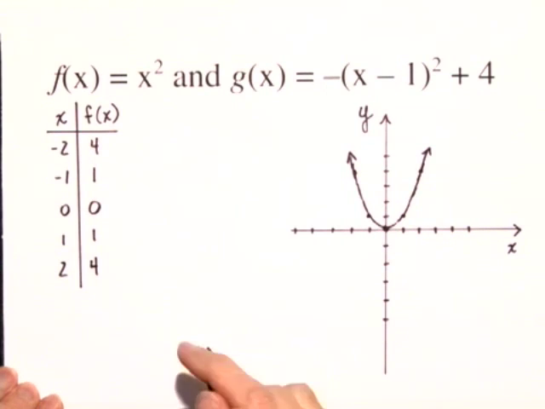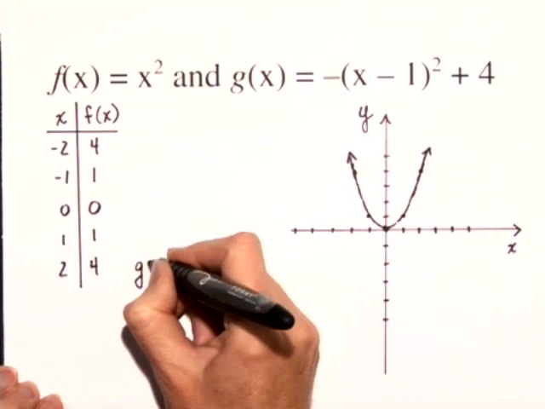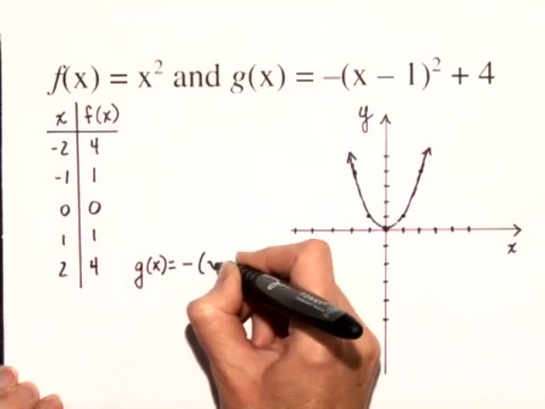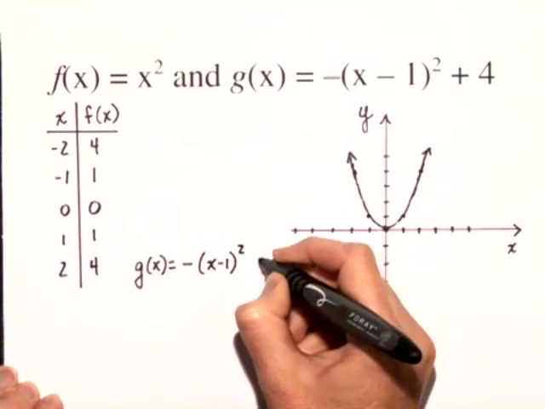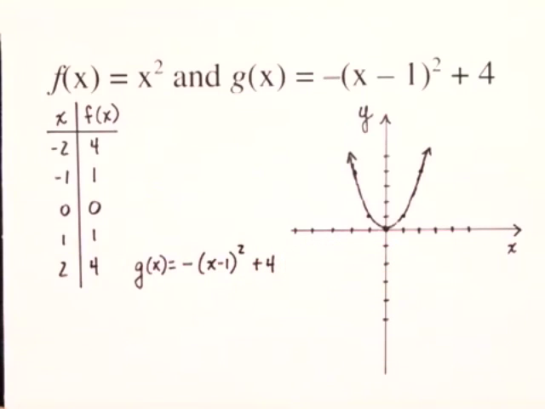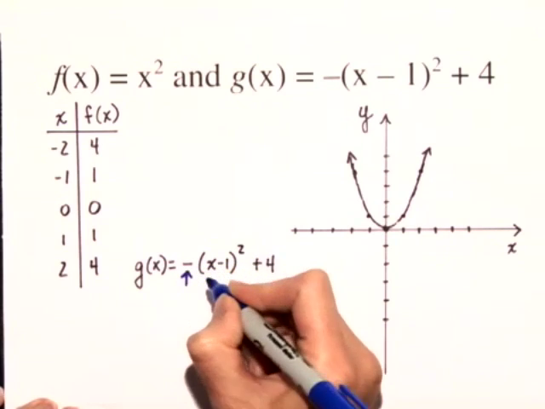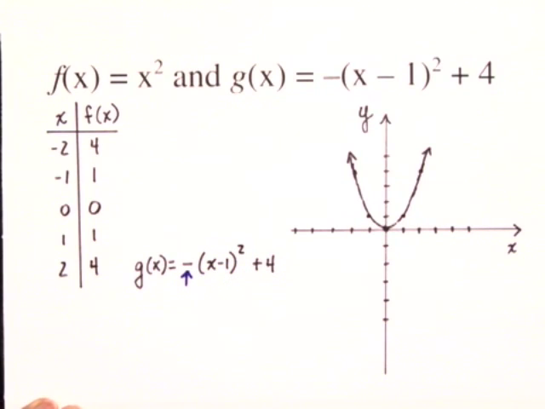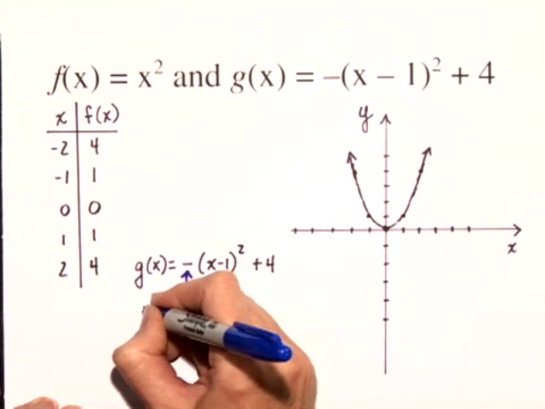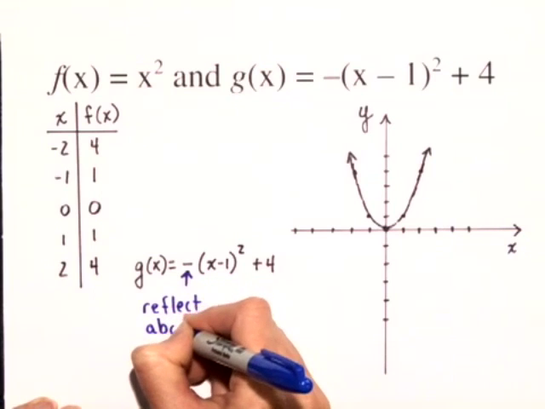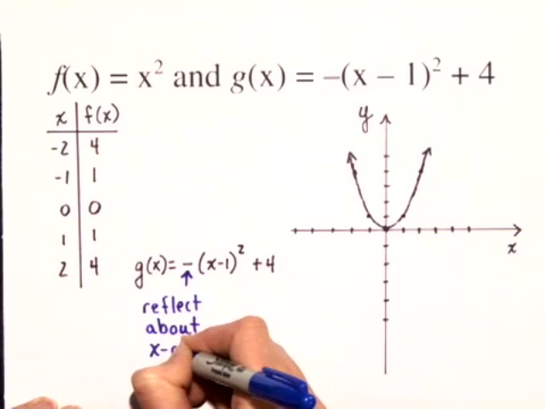Now we have another graph, and this other graph is g of x is equal to the negative of the quantity x minus 1 squared plus 4. So we have some transformations, and in this case, let's start with the negative out in front of that quantity x minus 1. This negative indicates that we have a reflection about the x-axis. So we'll reflect about the x-axis.